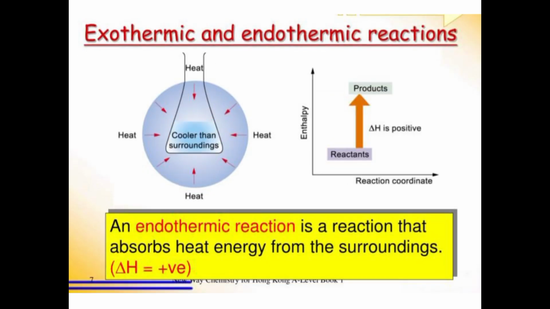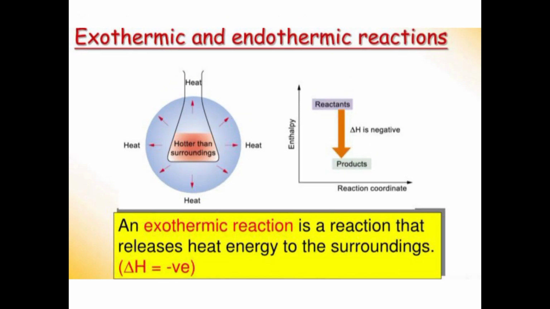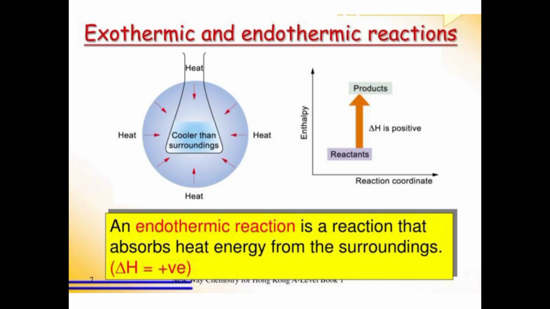reaction. An endothermic reaction is a reaction in which heat is absorbed from the surrounding. Here delta H is plus ve, and the heat of the product is greater than the heat of the reactant. Now you observe that in an exothermic reaction, the system is hotter than the surrounding, while in an endothermic reaction, the system is cooler than the surrounding.